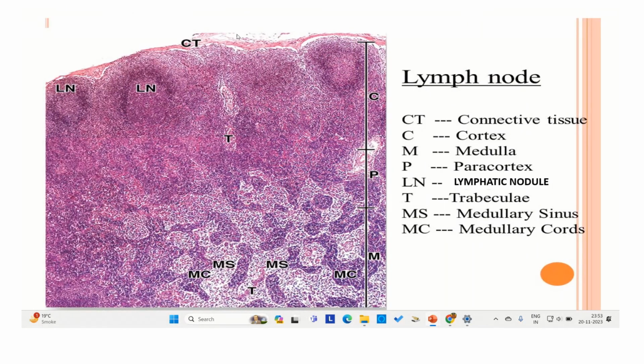You can see now, just as an overview, this is the capsule, this is the subcapsular sinus, this is the lymphatic nodule with the germinal center, this is the trabeculae, and you can see this is the nodular cortex and this is the paracortex, and this is the medulla, these are the medullary sinuses and these are the medullary cords.